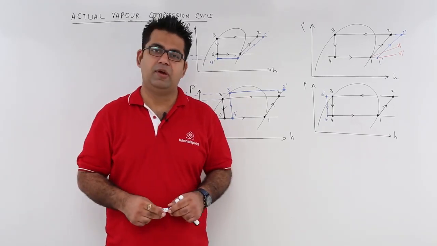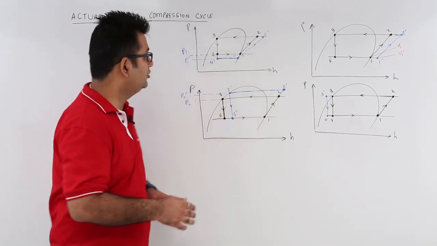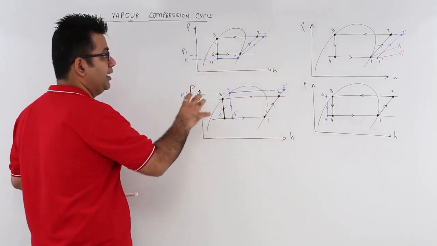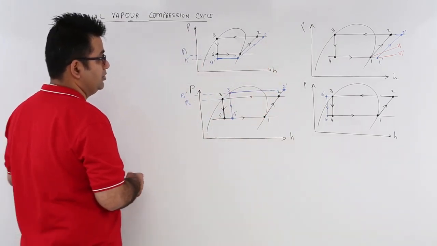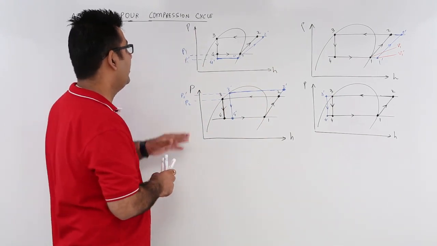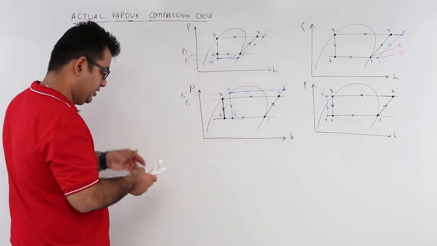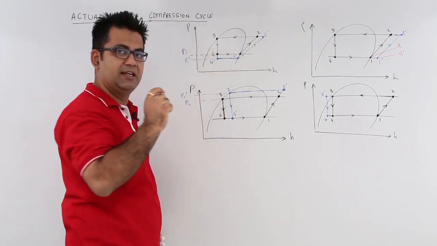Now in this video, we look at the concept of an actual vapor compression cycle and also some effects that we can control and see how the COP varies for this cycle. Okay. So first of all, let's look at this effect that we can have. So in this effect, this black colored cycle that we have shown is the ideal one.